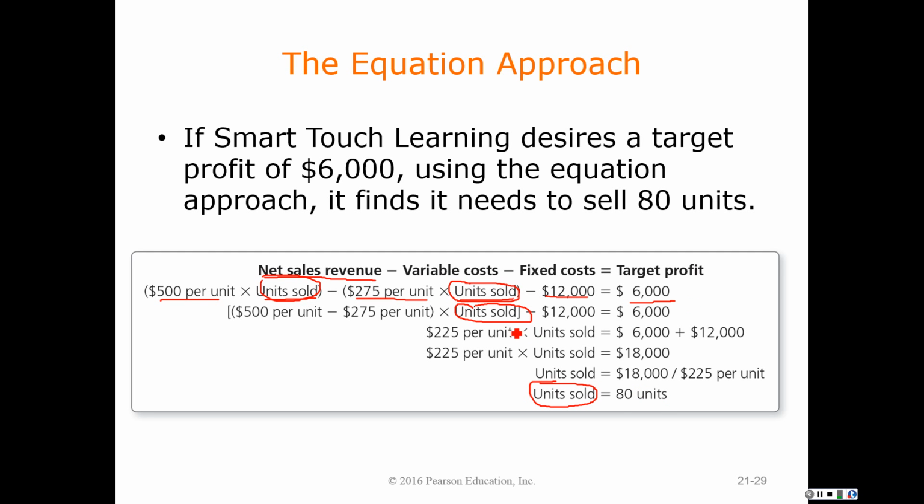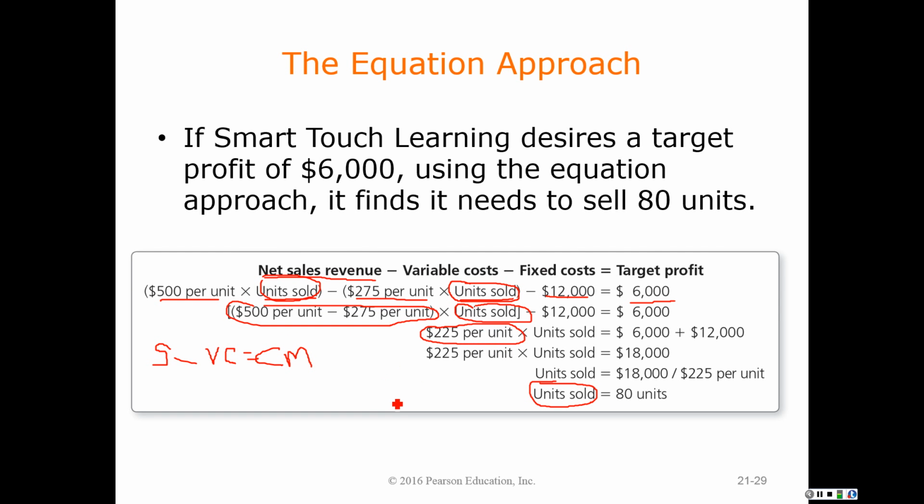So before we move to the next method, which your book called the contribution margin approach, take a look at what we've done here. Remember, sales less variable cost equals contribution margin. Well, look at what we've done: sales of $500 per unit, less variable cost of $275 per unit. In this situation, what I have calculated is contribution margin.